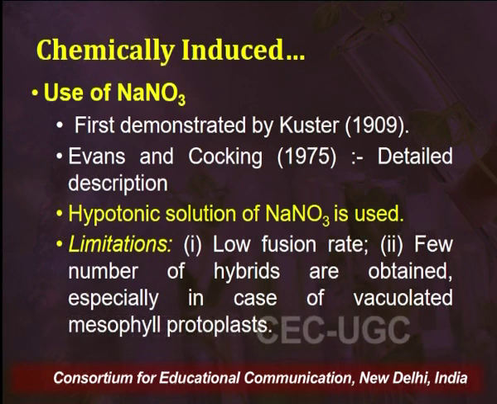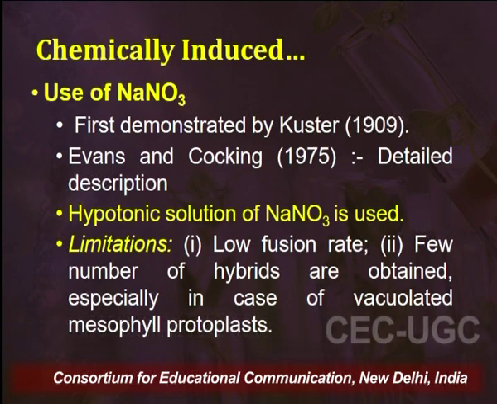But the major problem with this method is the rate of fusion is quite low and the number of hybrids, or the viable fusions of the protoplast, is also low, because after fusion of the protoplast we obtain hybrids. So, the number of viable hybrids obtained is very low in the case of chemically induced protoplast fusion.